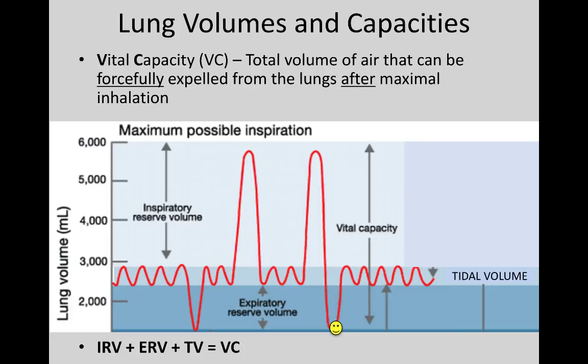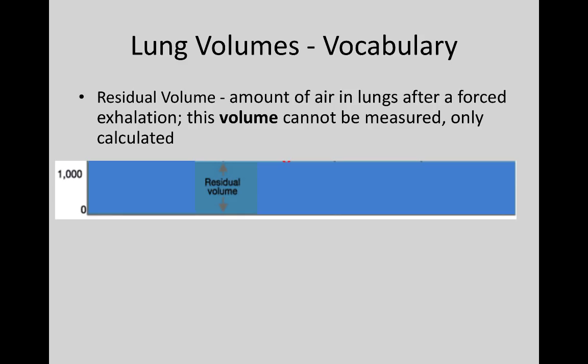Capacities are combinations of volumes. As you can see in this graph, the vital capacity includes inspiratory and expiratory reserve volumes and the tidal volume for a total of about 5,000 milliliters. The last volume to know is the residual volume.